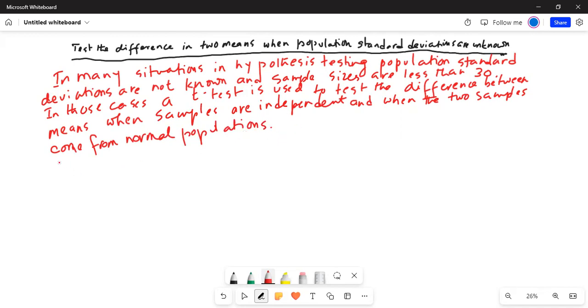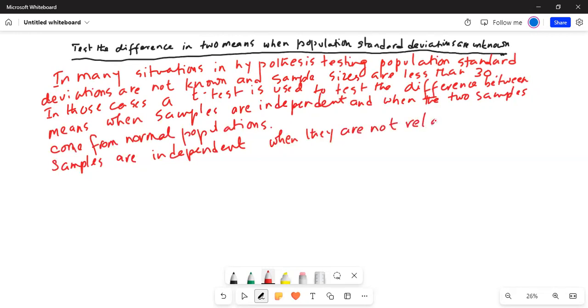Just to remind you, samples are independent when they are not related. Okay?